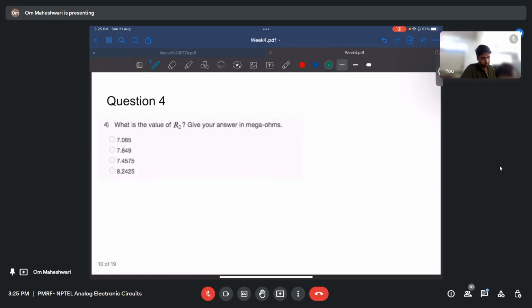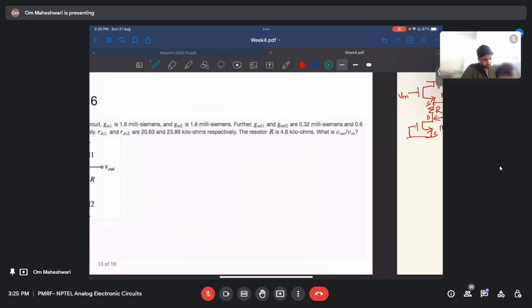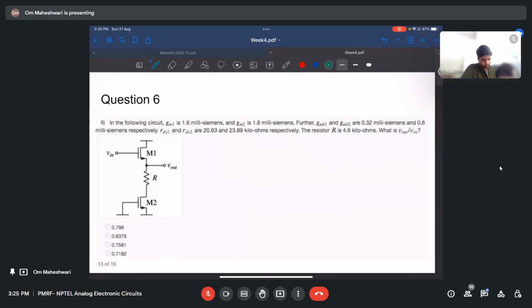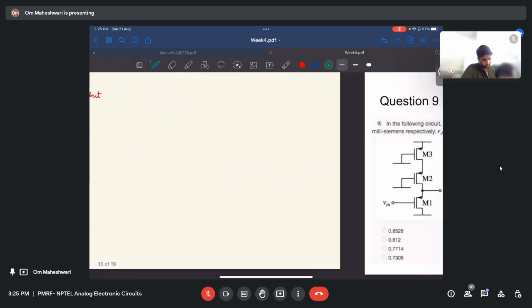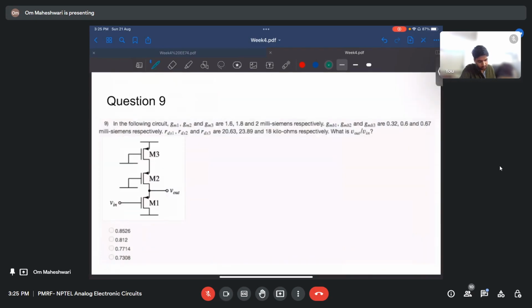Sure. So let us solve an easier one first. Let us skip all these. 6, 9. Let me first solve 9, then I'll solve 10, because these are very similar problems.